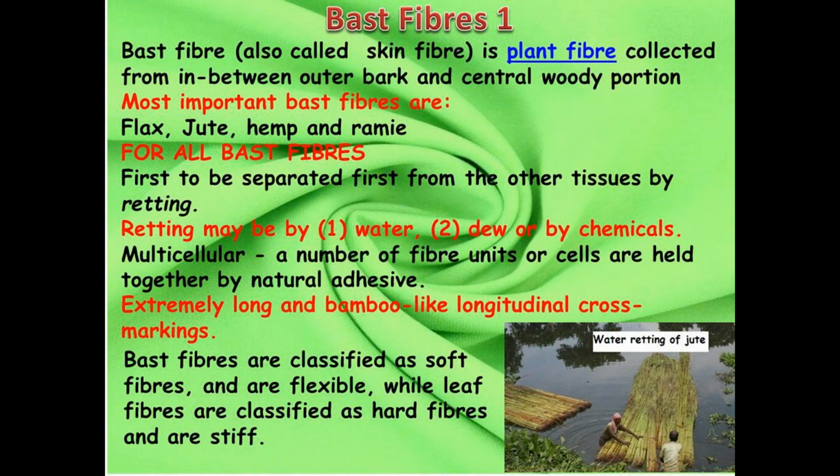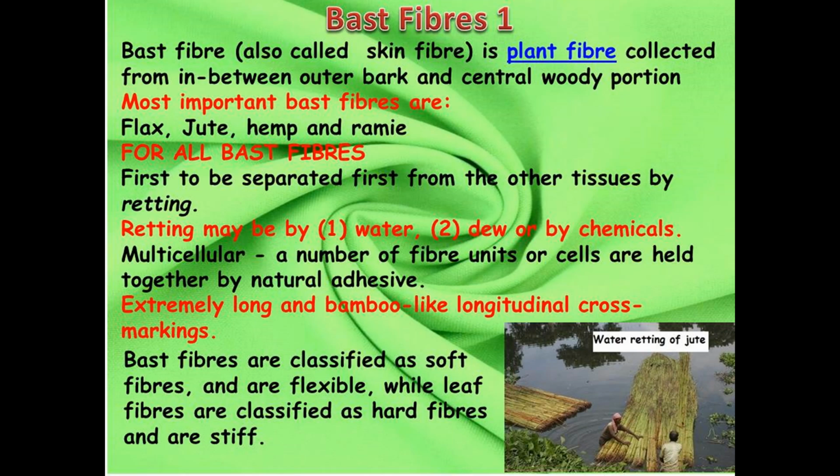Bast fiber. Bast fiber, also known as skin fiber, is plant fiber collected from in between the outer bark and central woody portion of specific plants. Most important bast fibers are flax, jute, hemp and ramie. For all bast fibers, first the fiber is to be separated from the outer tissues by a process called retting. Retting may be by water, by dew or by chemicals.